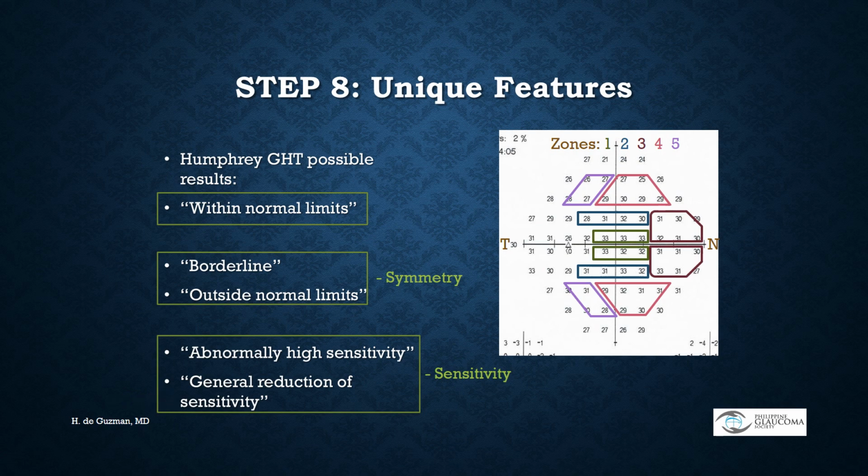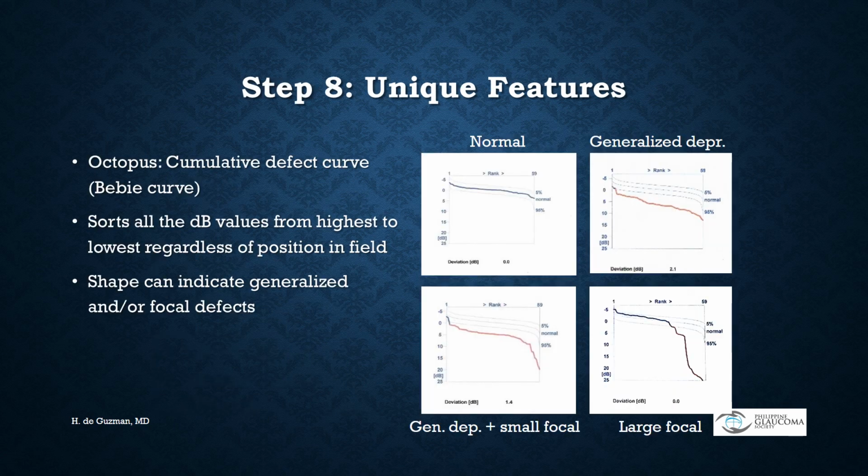The unique feature of the Octopus is the cumulative defect curve, also known as the Bebie curve. It sorts all of the decibel values from highest to lowest regardless of their position in the field. So this point may not necessarily be adjacent to this point, but they are adjacent in terms of height or how sensitive they are. The shape of the curve can indicate either generalized and/or focal defects.